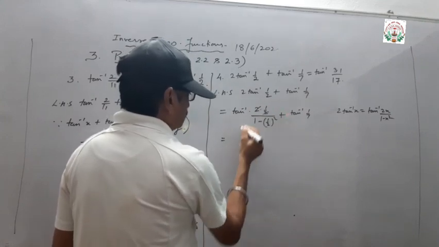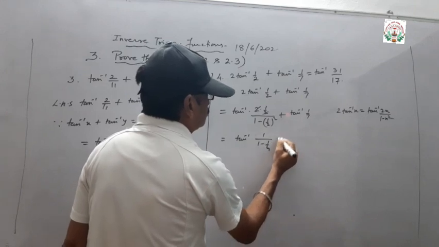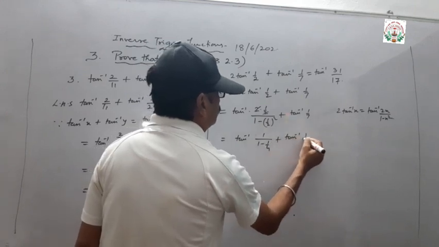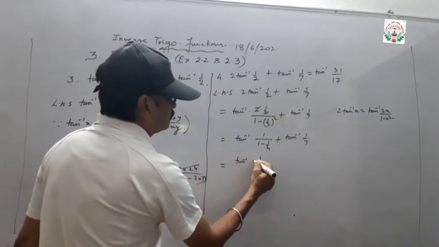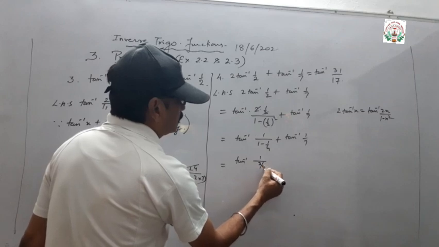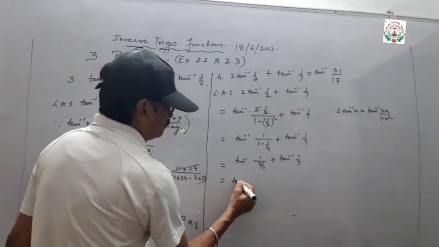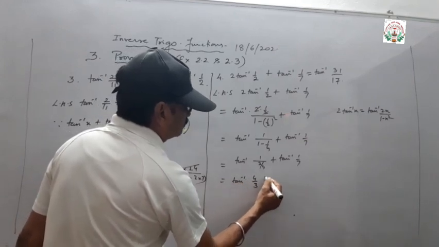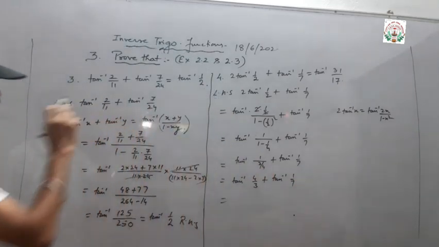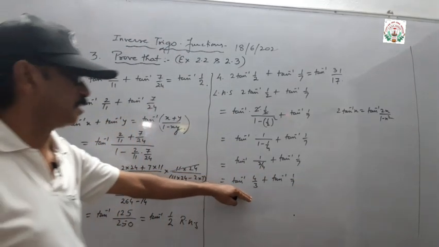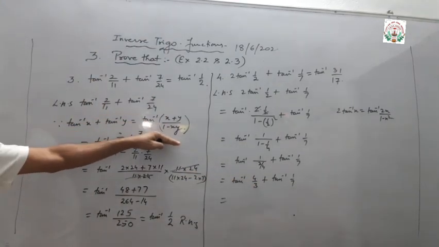So this 2 and 2 cancel out. Tan inverse of 1 upon 1 minus 1 by 4 plus tan inverse of 1 by 7. That becomes tan inverse of 1 upon 3 by 4, and tan inverse of 1 by 7. It becomes tan inverse of 4 by 3 plus tan inverse of 1 by 7. Now we can apply this formula, as it is now converted into the format of tan inverse x plus tan inverse of y.